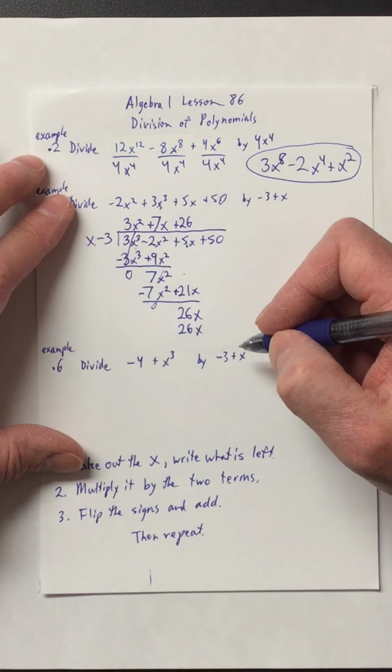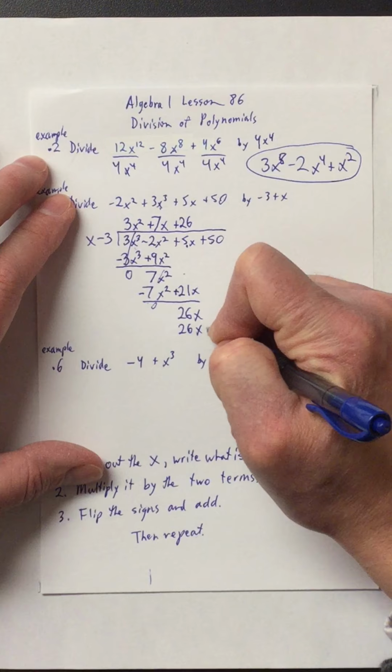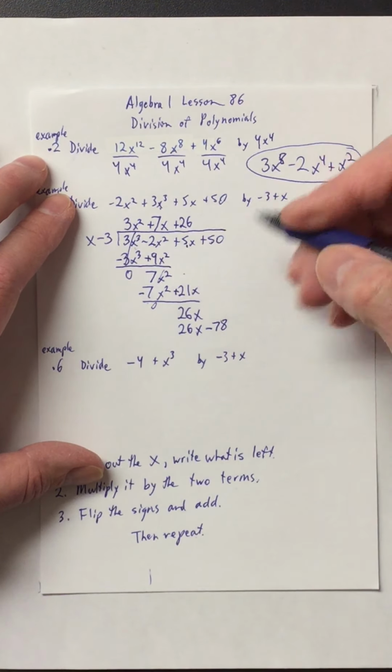I'm checking here in the book. I get 26 up top. 26. Oh, there we go. All right, found it. It is negative 78. I'd have been faster if I just used my calculator. All right.